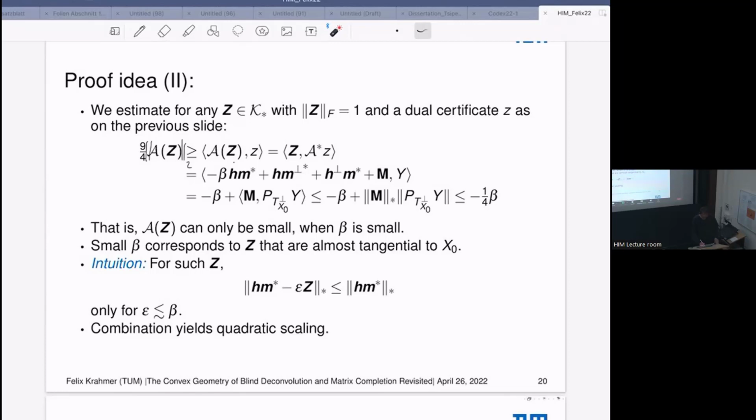And now we're having this inner product here, and we can split it up into the nuclear norm times the spectral norm. And this is exactly the two quantities that we had. The spectral norm, we had a bound from the assumption of the dual certificate that was bounded by 3/4. This was bounded by beta, and so everything together gives us something like negative 1/4 betas.